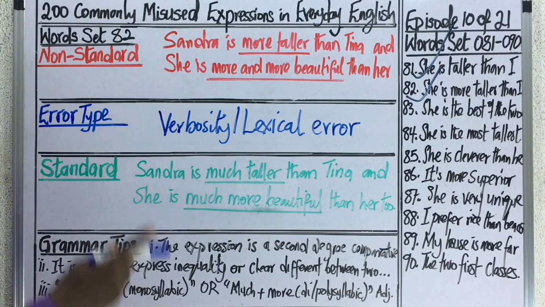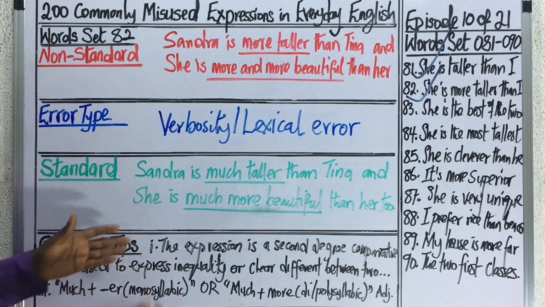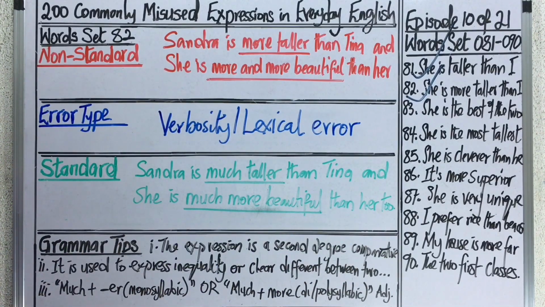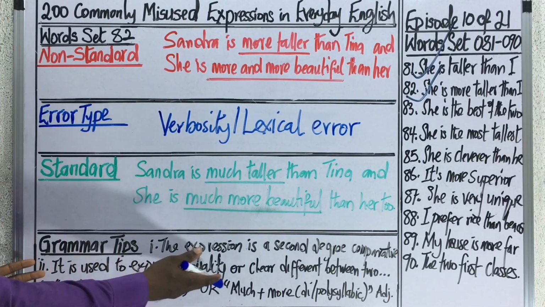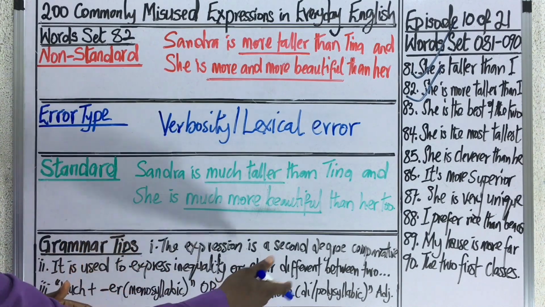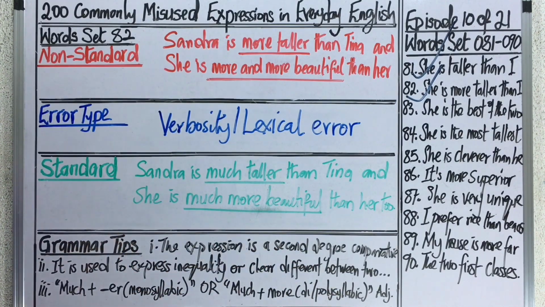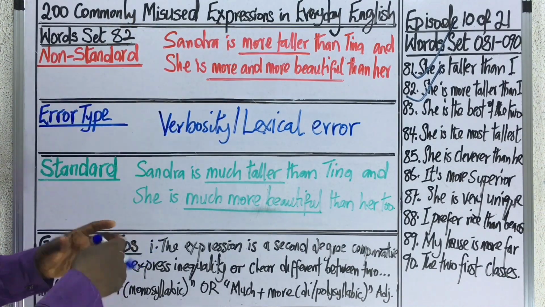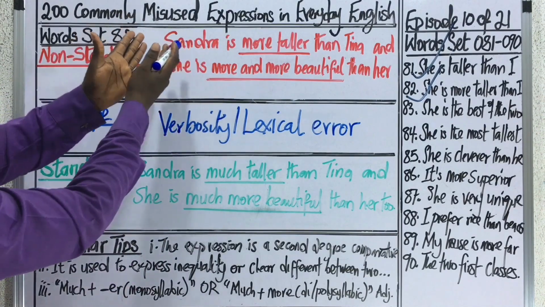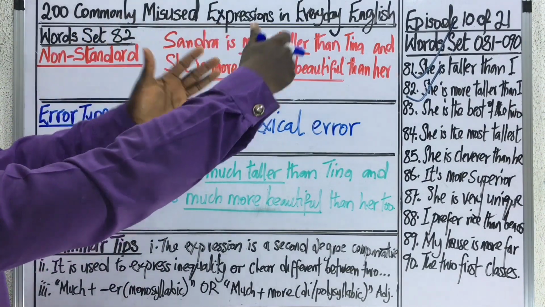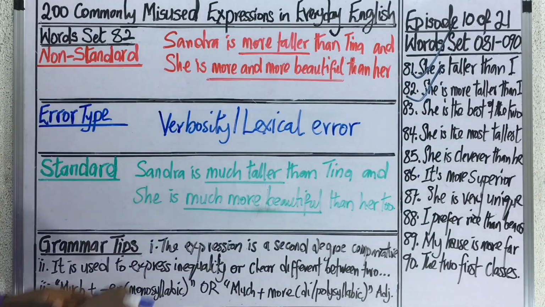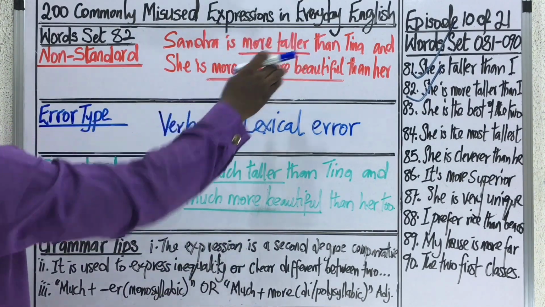For the first one, we have here that the expression is a second degree comparative. And what is a second degree comparative? It is used to express inequality or a clear difference between two persons or two items. So the speaker here is trying to express a clear distinction between the height of Sandra and the height of Tina, as well as the beauty of Sandra and the beauty of Tina. So in a case of second degree comparative, we cannot use "more" with "taller."